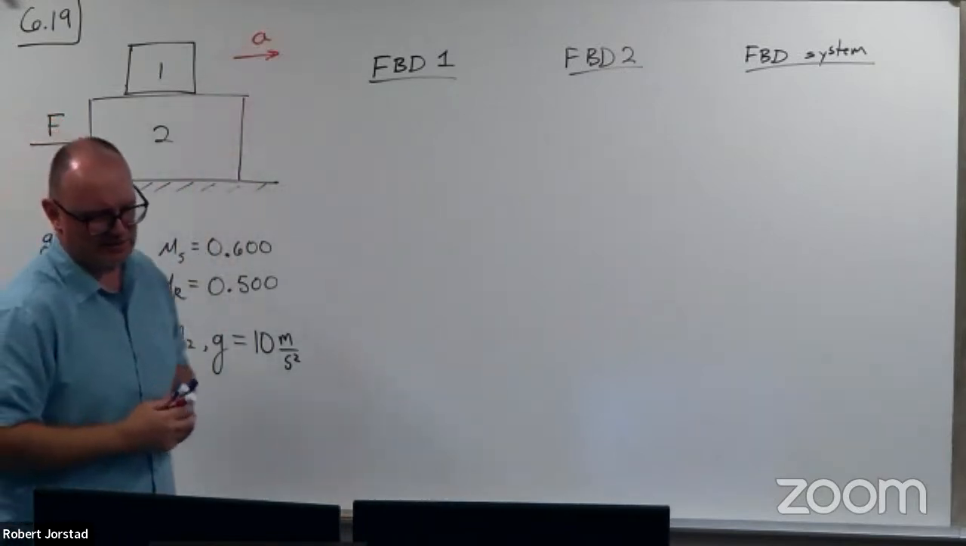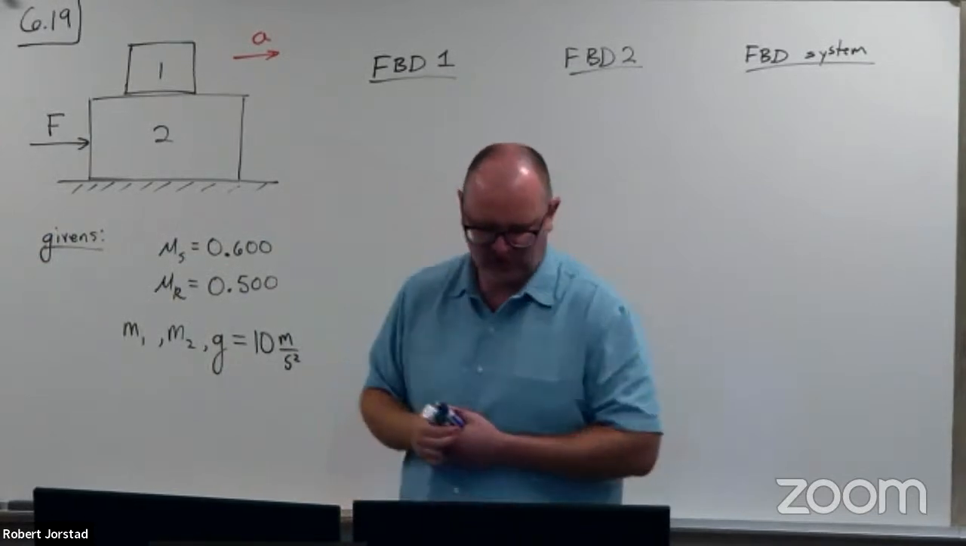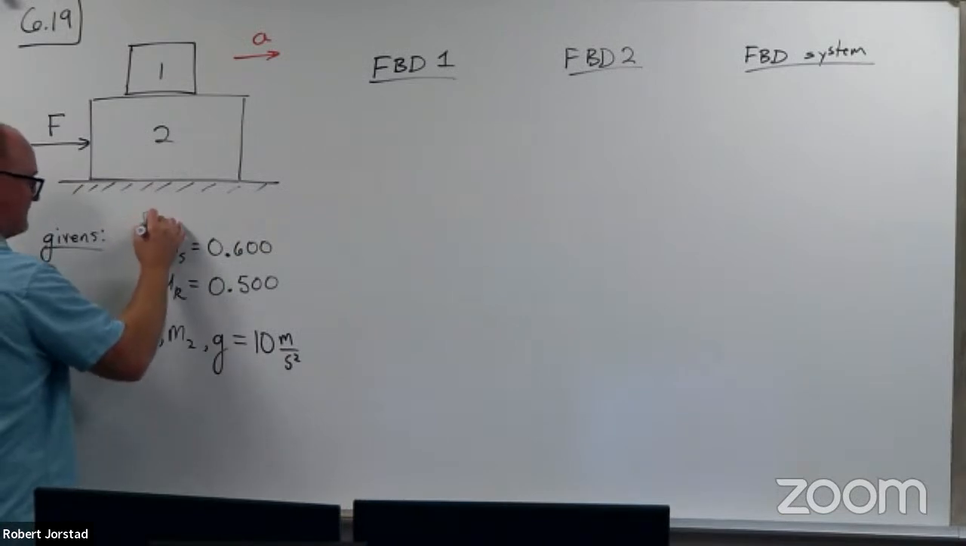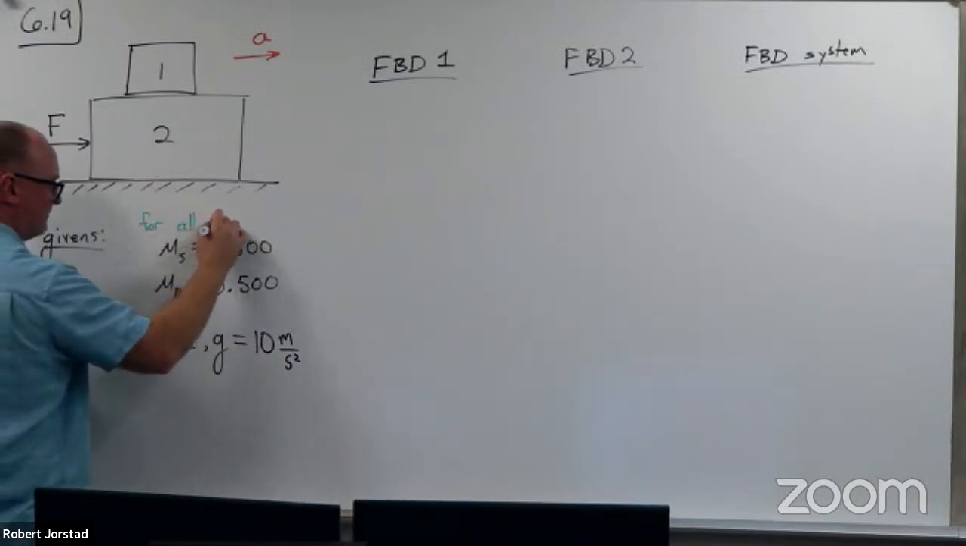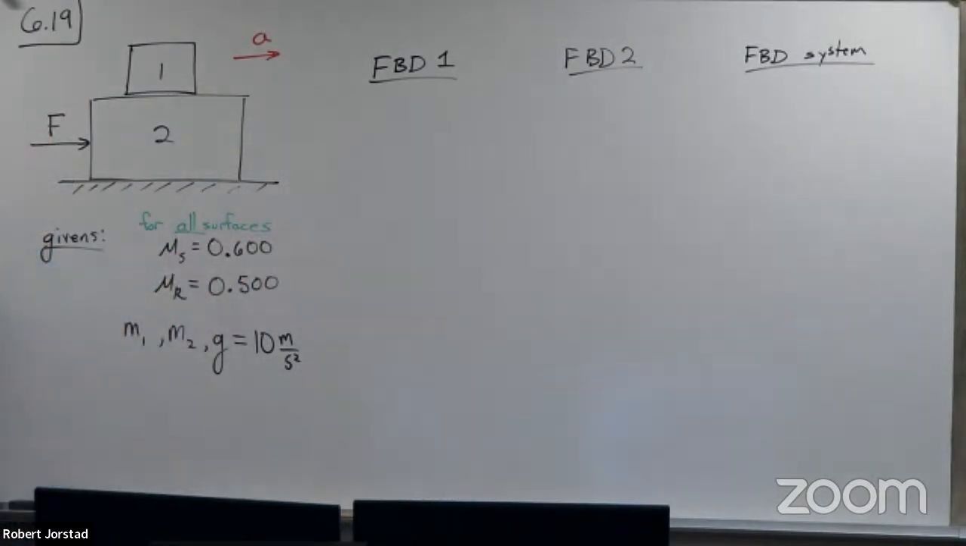I'm going to do one last check. It says the frictional coefficients for all surfaces. So right here, for all surfaces, we have that. So FBD 1. All right, here we go.